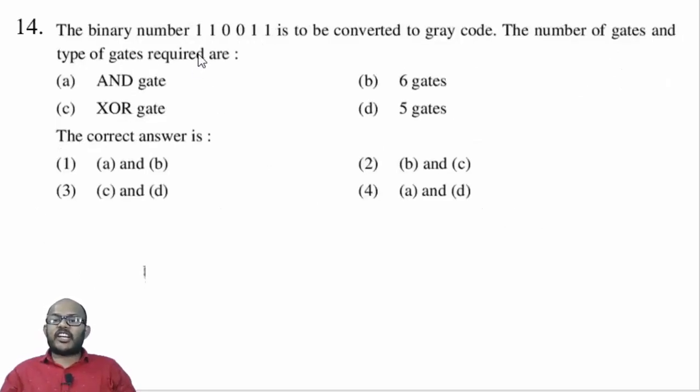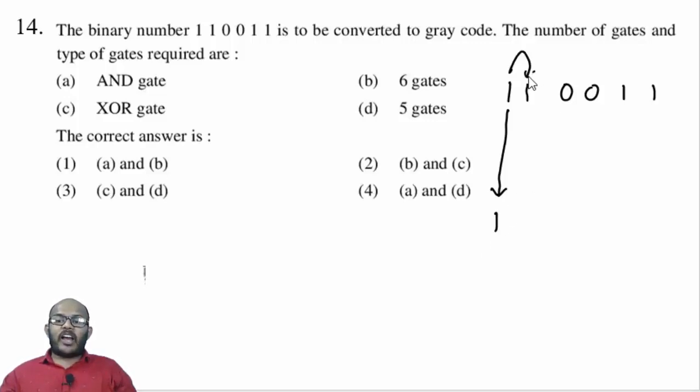Moving on to 14th question, they have given the binary data and you have to convert into a gray code. So in order to convert a binary data to a gray code, which gate is required and how many gates are required, they are asking. We know that the given data is 110011. So in order to convert the given binary data to a gray code, what is the standard procedure is, first bit you are going to retain as it is. So it is 1. What is 1 XOR with 1?